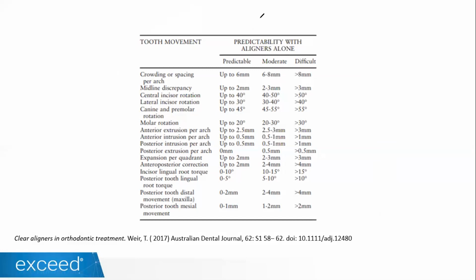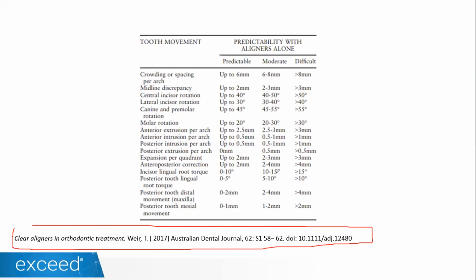This is a study done by Dr. Weir, published in the Australian Dental Journal. He grabbed values from different companies and made this table that gives you the predictable, moderate, and difficult movements. If you want, you can take a screenshot. I think if you search for it online, it is free, so you can access it later. I'm going to talk about important things only.